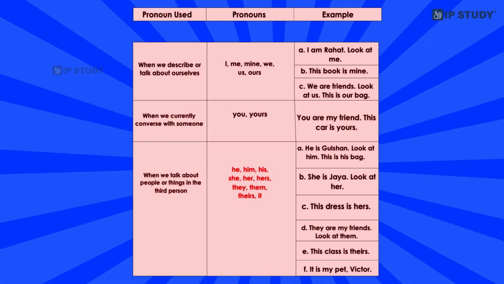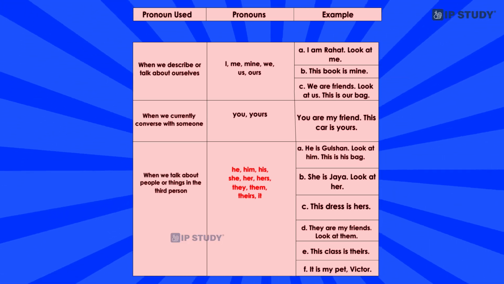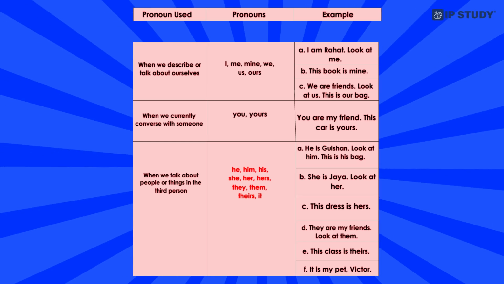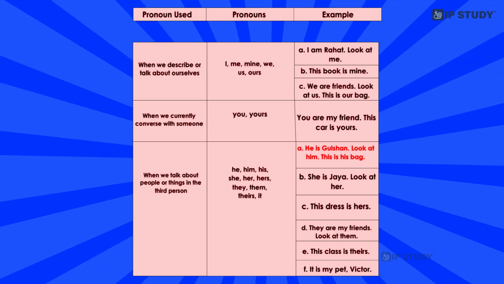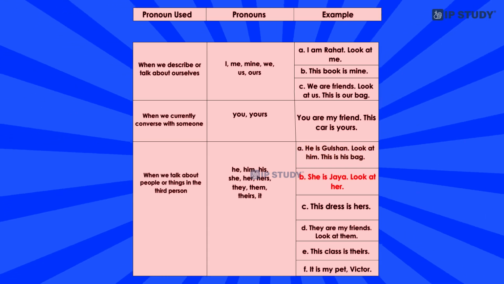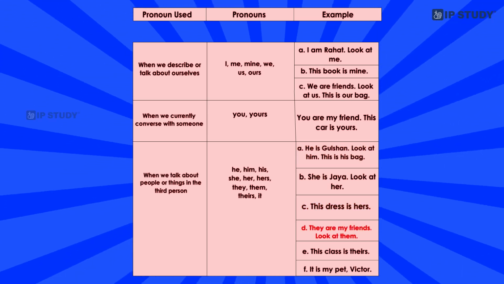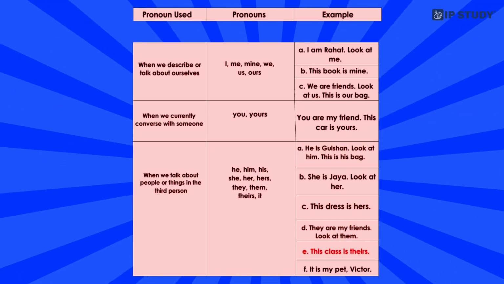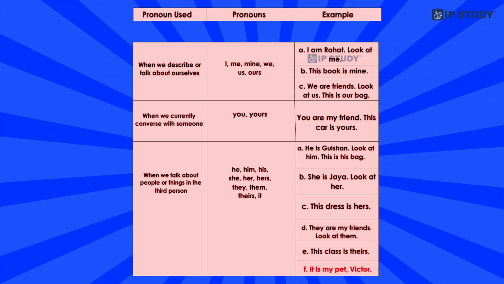Pronouns: he, him, his, she, her, hers, they, them, theirs, it. Example: he is Gulshan, look at him. This is his bag. She is Jaya, look at her. This dress is hers. They are my friends, look at them. This class is theirs. It is my pet Victor.